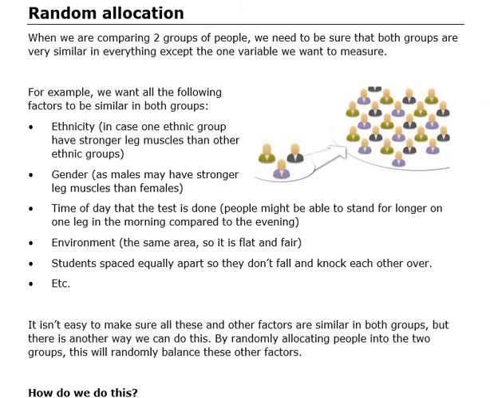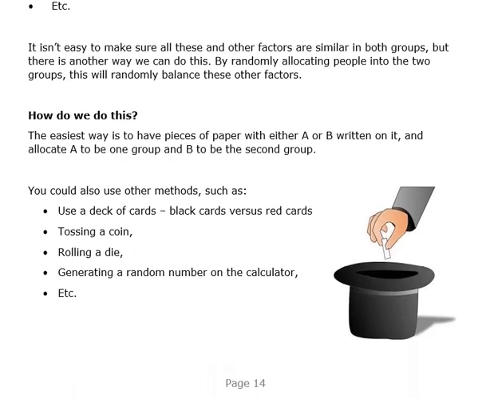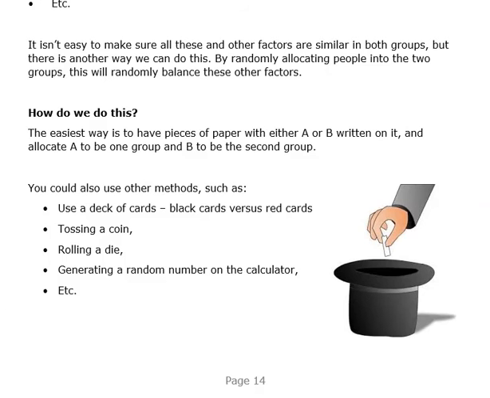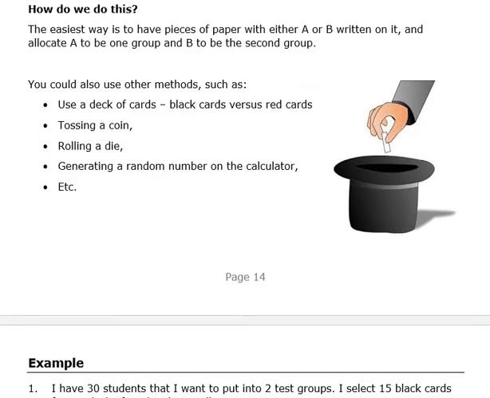So let's have a look at this random allocation in a little more detail. When we're comparing two groups, we want all the characteristics to be the same. So how do we do that? Well, the simplest way is to have pieces of paper with either A or B written on them, all shuffled up. If a person receives an A, they're in group A. If they get a B, they're in group B. And then I decide that group A is my treatment or my control, and group B is the other one. So I could do it that way.